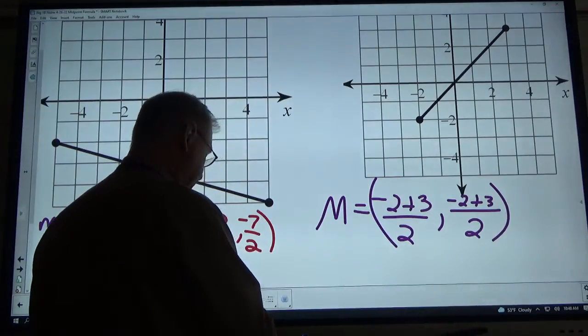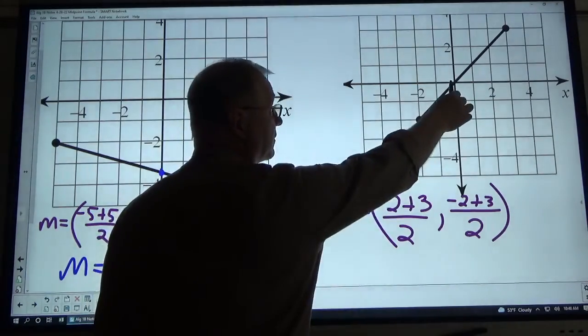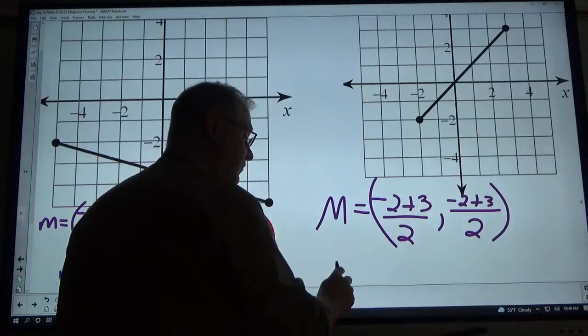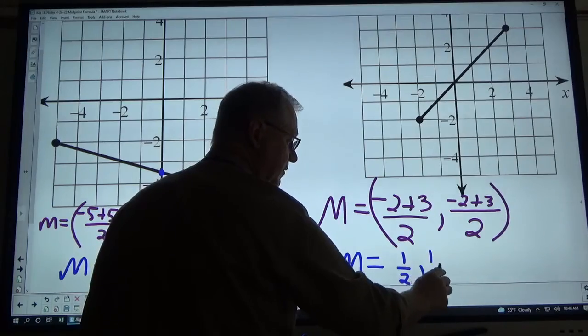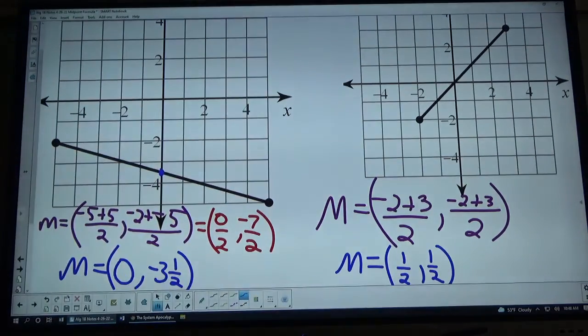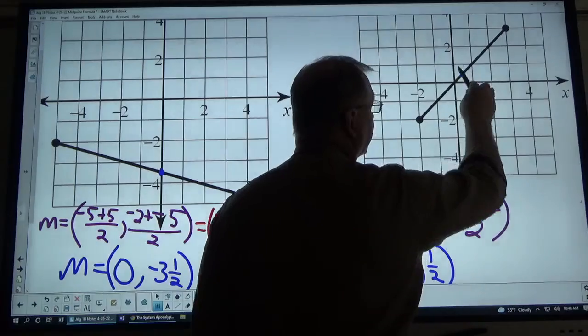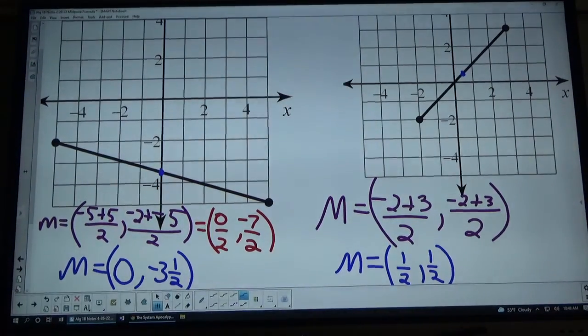Well, this one is kind of nice because it comes out to the same. These were the negative 2, negative 2. This is positive 3, positive 3. So both values are the same and they are 1/2. And there you have your final answer, 1/2, 1/2. So if I were to plot that, a half, that'd be about there. And that is it. I hope this helped. Have a good day.